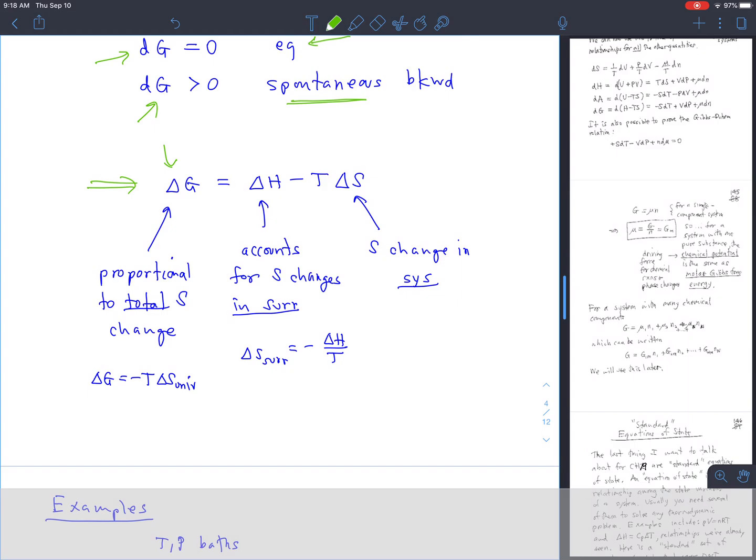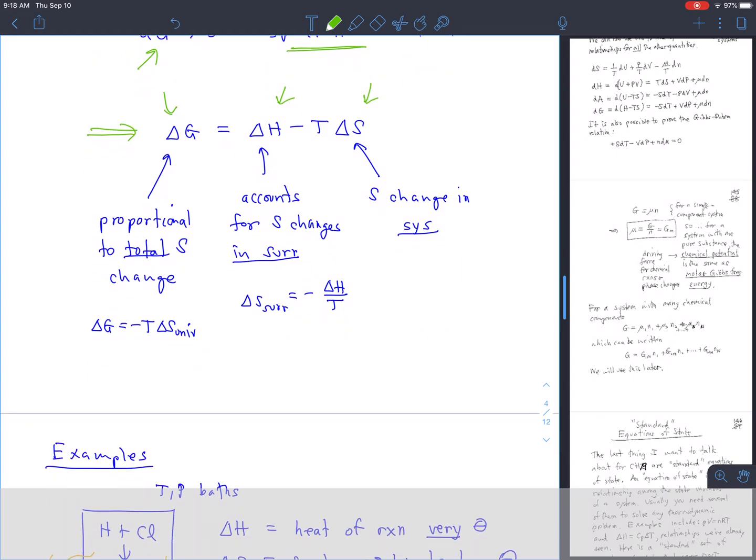And it's the standard relationship I think probably everybody's seen many times. Delta G equals delta H minus T delta S. Probably, at least by the end of this class, you'll be able to recite that without even blinking. And let's look at the pieces of it.